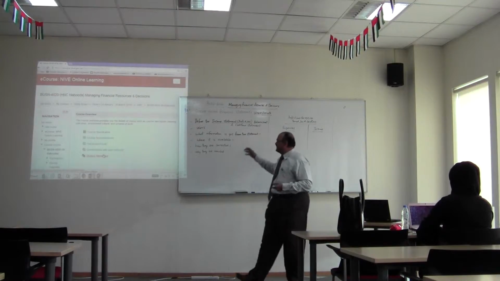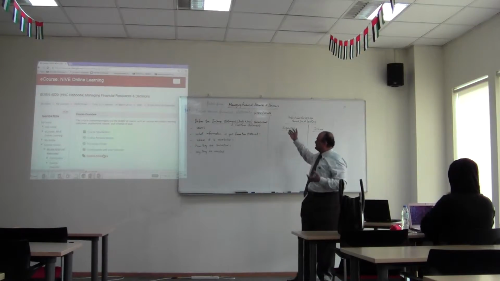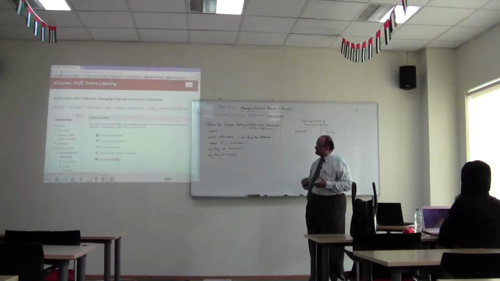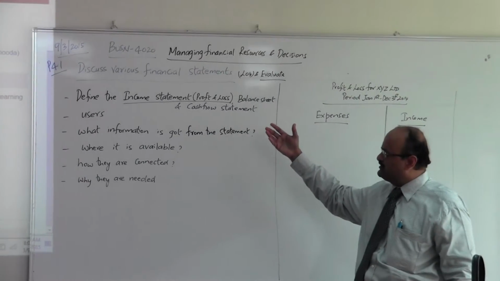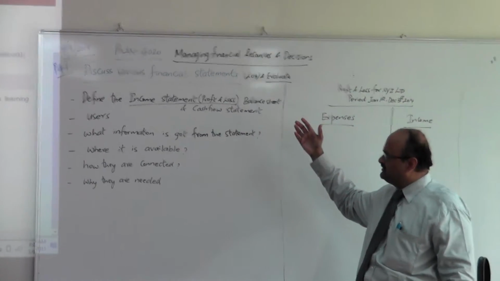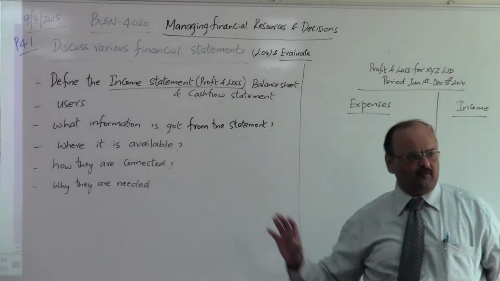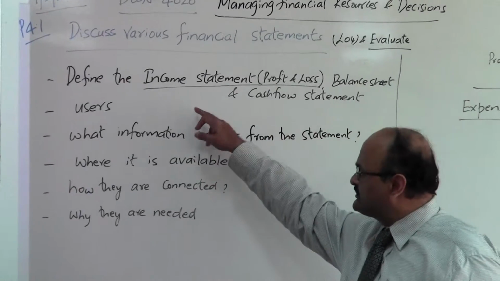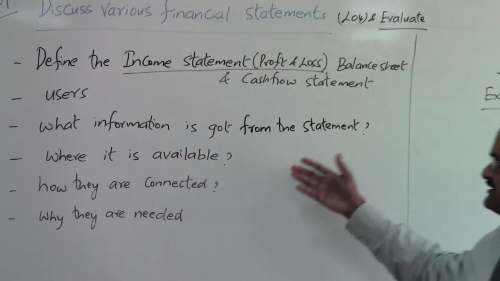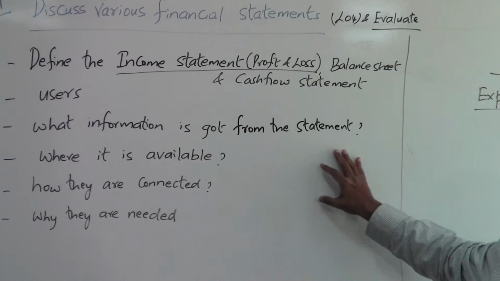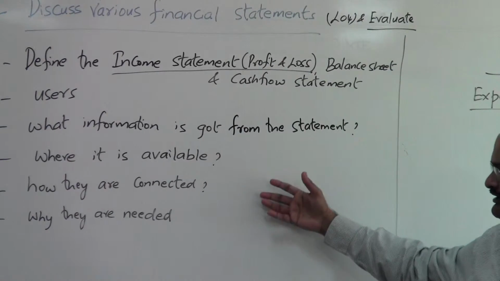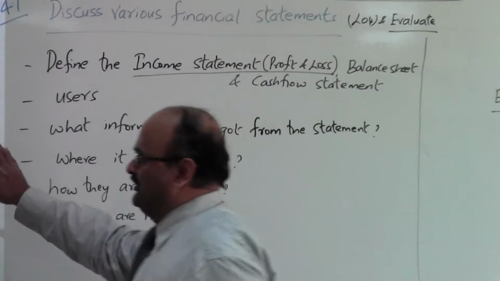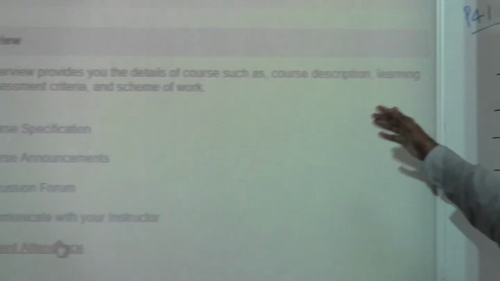Okay. So today we will be discussing these various financial statements, and because P 4.1 is based on this, what we will do is first try to define the income statements. We will restrict our 45-minute session to the income statement. Then we will study who the users are. Then we will discuss what information is got from the statement, where it is available, how they are connected, and why they are needed.